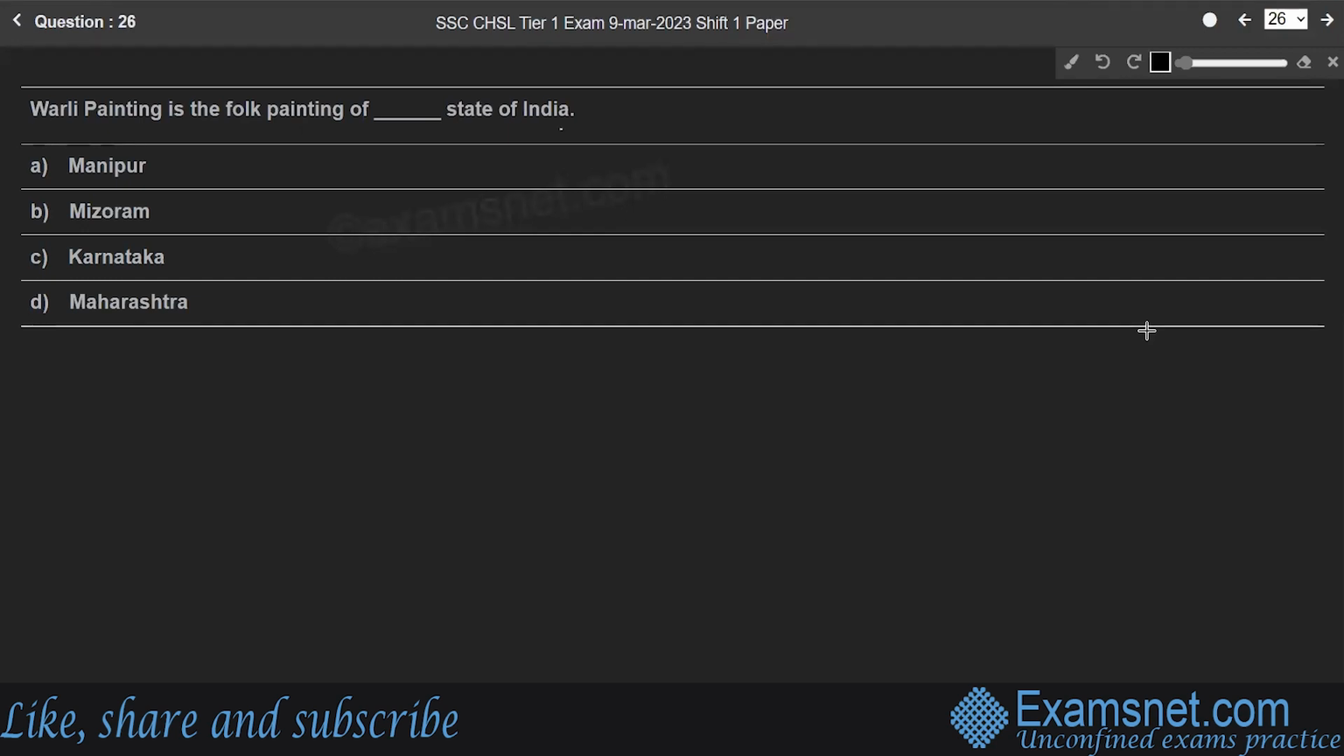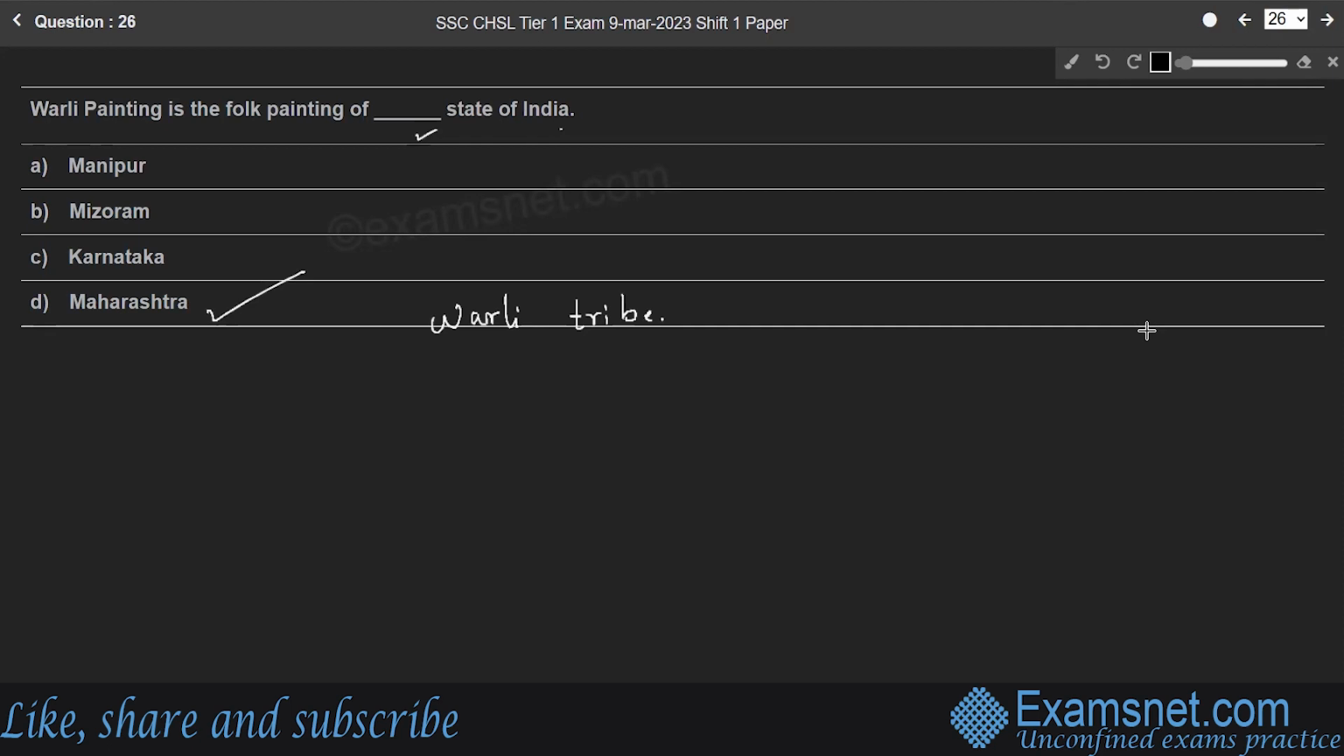Question 26. Warli painting is the folk painting of dash state of India. It is the folk painting of Maharashtra state of India. Warli painting is a form of tribal art mostly created by the tribal people from the North Sahyadri range in Maharashtra. The Warli tribe is one of the largest tribes in India, located outside of Mumbai. The style of Warli painting was not recognized until the 1970s, even though the tribal style of art is thought to date back as early as the 10th century AD.